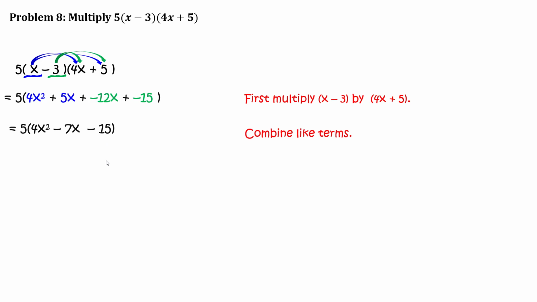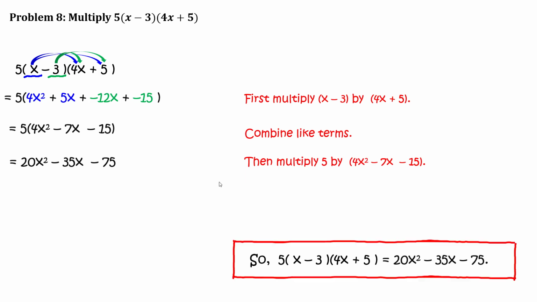And then I'm going to multiply 5 by 4x squared minus 7x minus 15. And all I'm going to do is just distribute the 5. 5 times 4x squared is 20x squared. 5 times negative 7x is negative 35x. 5 times negative 15 is negative 75. All right. And then I don't have to do anything else because I already combined my like terms. So this is the result. So 5 times the quantity x minus 3 times the quantity 4x plus 5 equals 20x squared minus 35x minus 75.